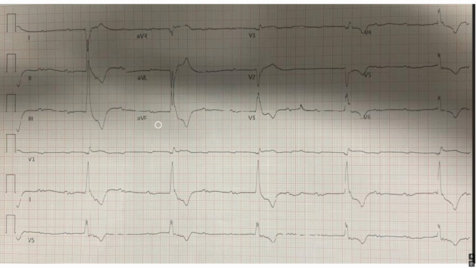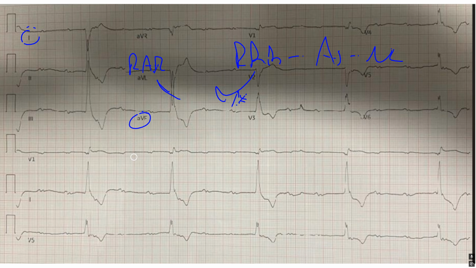All right. Let's look at our axis. It's up in 1 and down in aVF. So we have right axis deviation. That should tip you off right now, right? When you have a right bundle branch block, the axis is supposed to be normal. So anytime you have a right bundle with an axis deviation, there has to be a fascicular block going on, and that's what we have here.